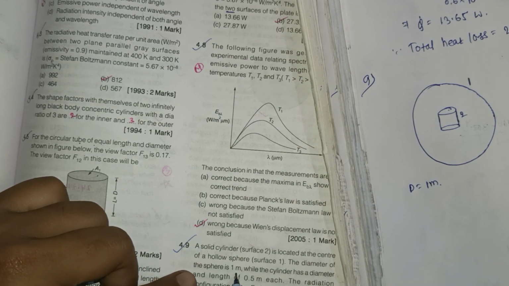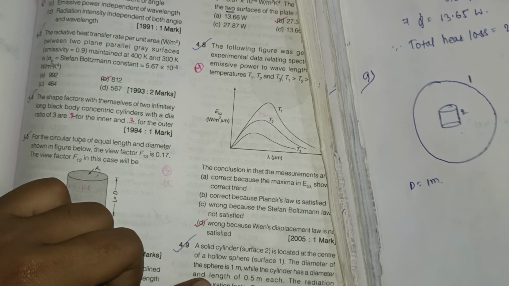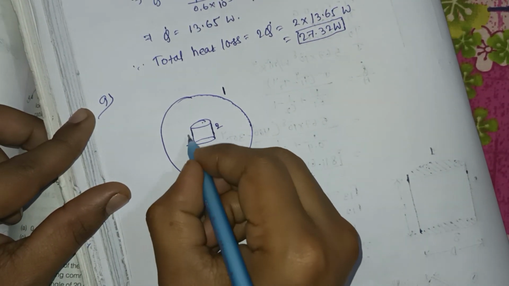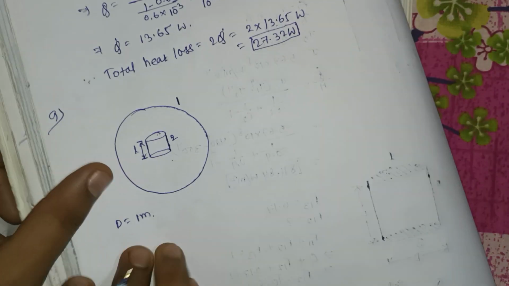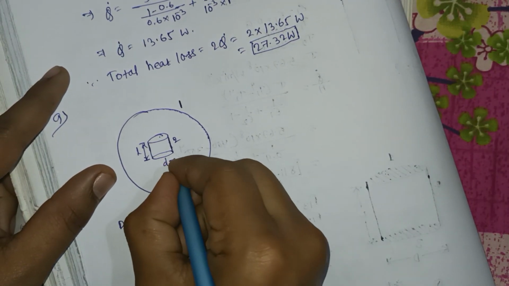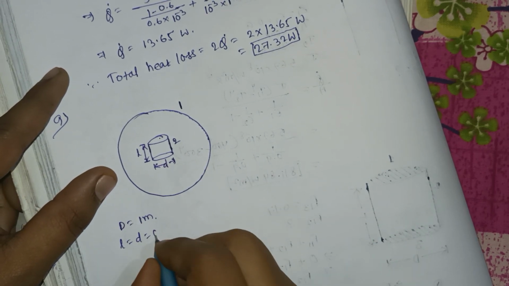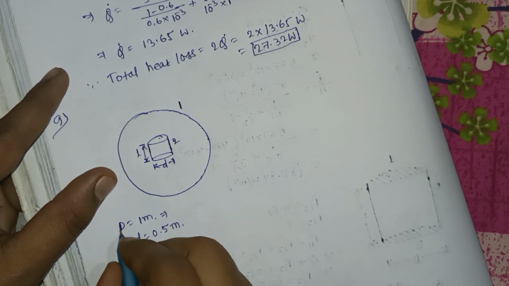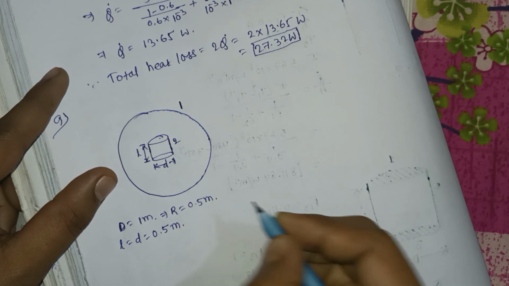The diameter of the sphere is 1 meter, while the cylinder has a diameter and length equal to 0.5 meter each. This is the length of the cylinder, and this is its diameter. So length equals diameter equals 0.5 meter. From here, the radius of the sphere is 0.5 meter.